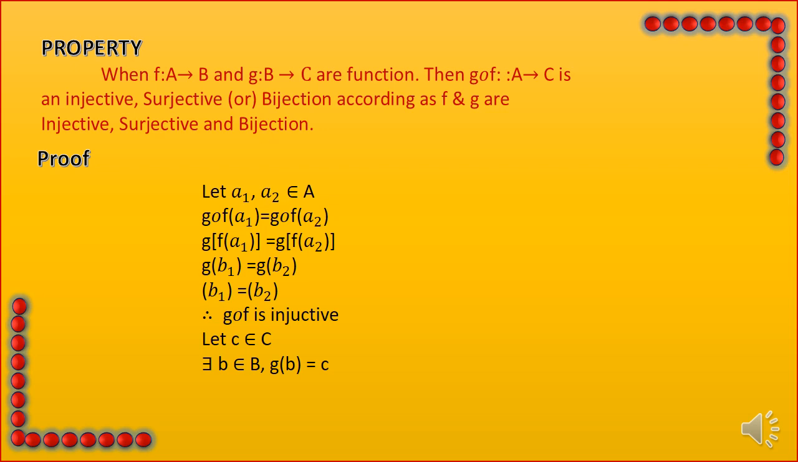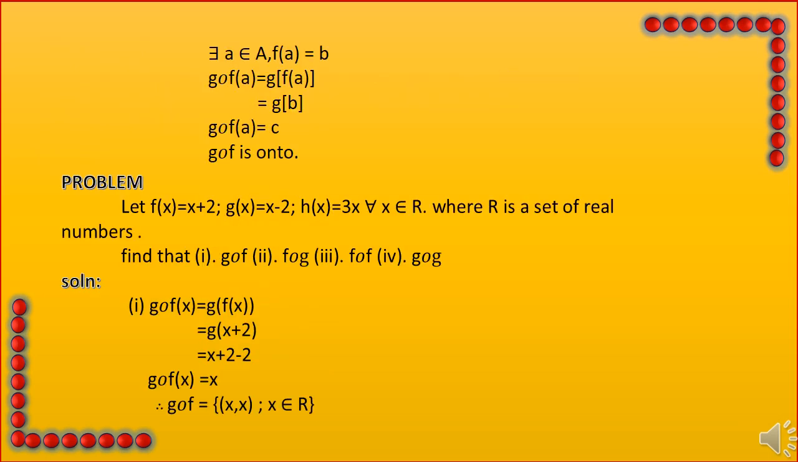Let c belong to capital C. There exists b belonging to capital B such that g of b is equal to c. There exists a belonging to capital A such that f of a is equal to b. Then g composition f of a is equal to g of f of a, and by the statement f of a is equal to b, g of b is equal to c, because g is a function from B to C.